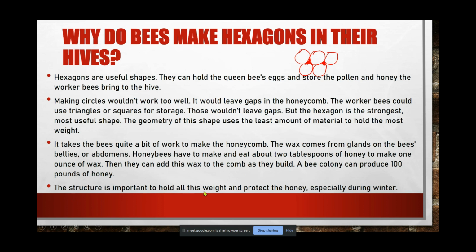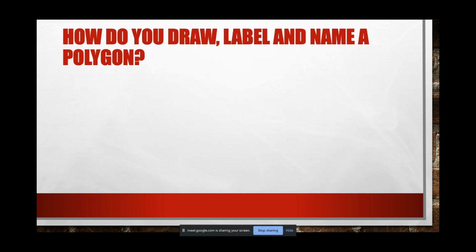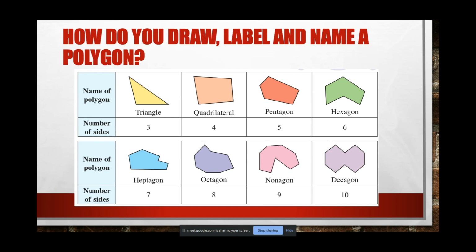So let us carry on. How do we draw, label, and name a polygon? Here you are going to identify different types of polygon. You need to identify all of these polygons. We start with the triangle. So this is a triangle. A triangle has 3 sides. So this one represents the number of sides.